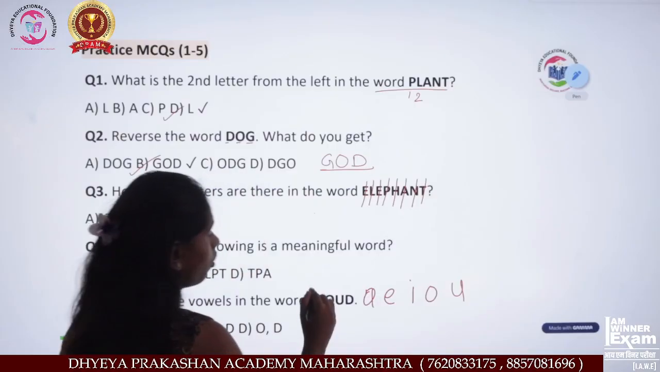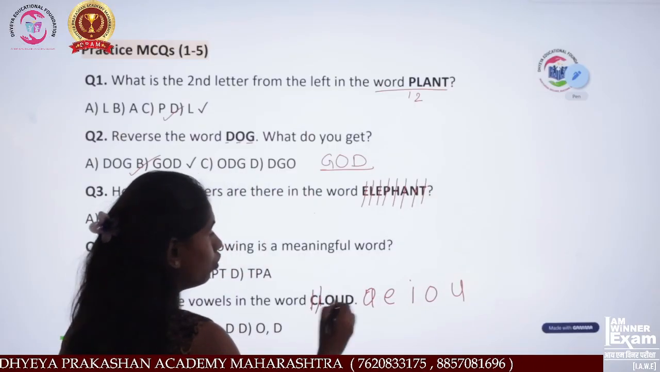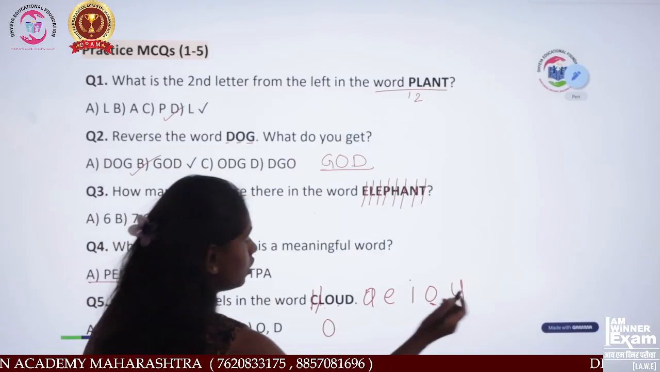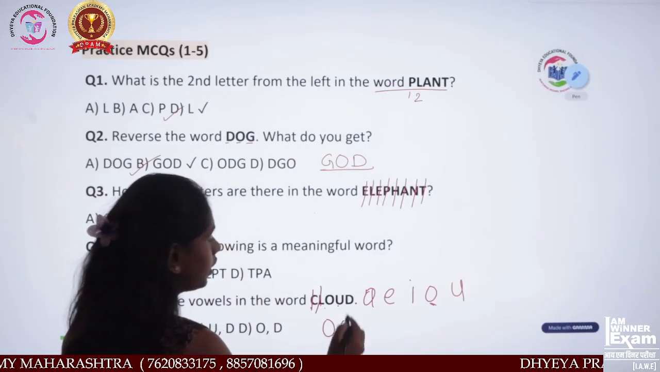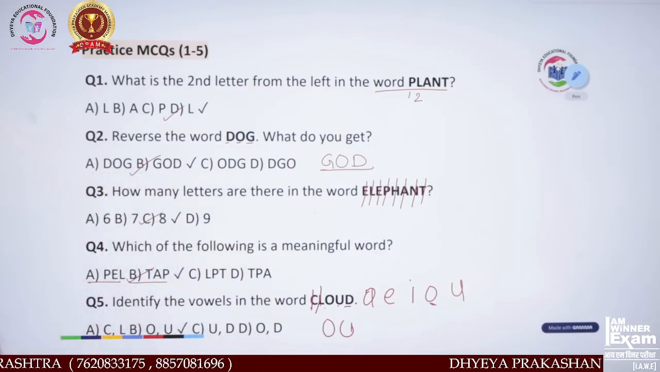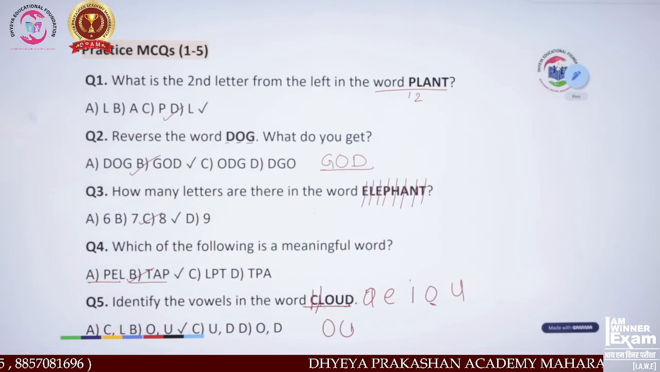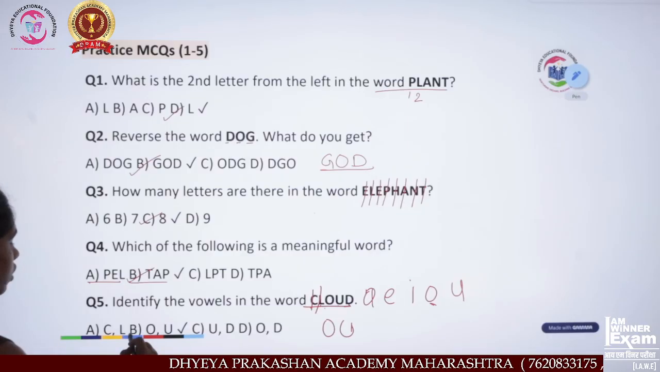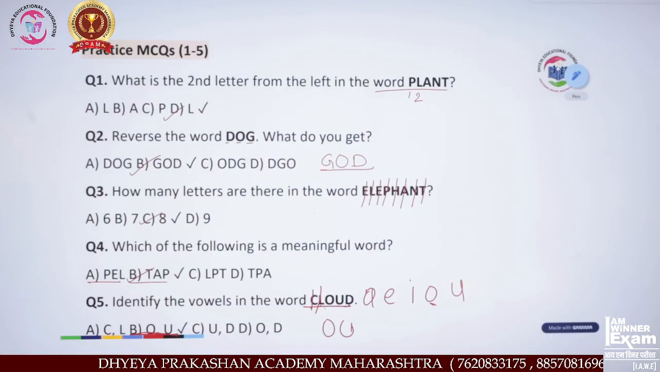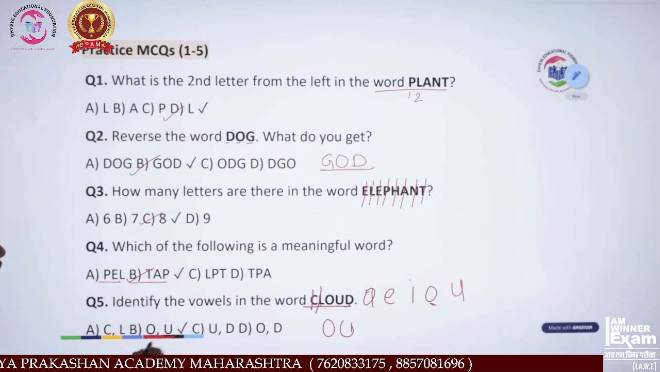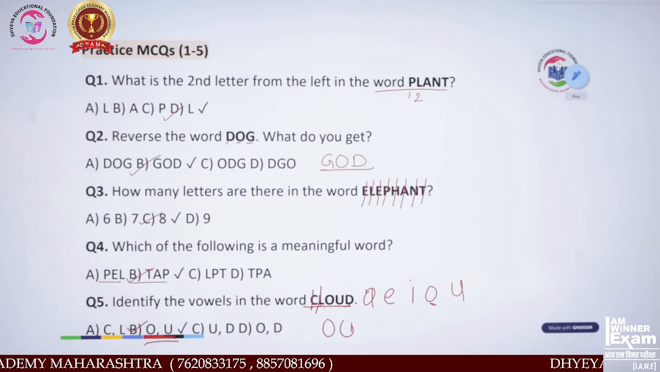C is not a vowel. L is not a vowel. O is a vowel, and then U is also a vowel. Then D is not a vowel. So the vowels of this word are O and U. So where is O and U? Here, option B, O and U. So option B will be the correct option.